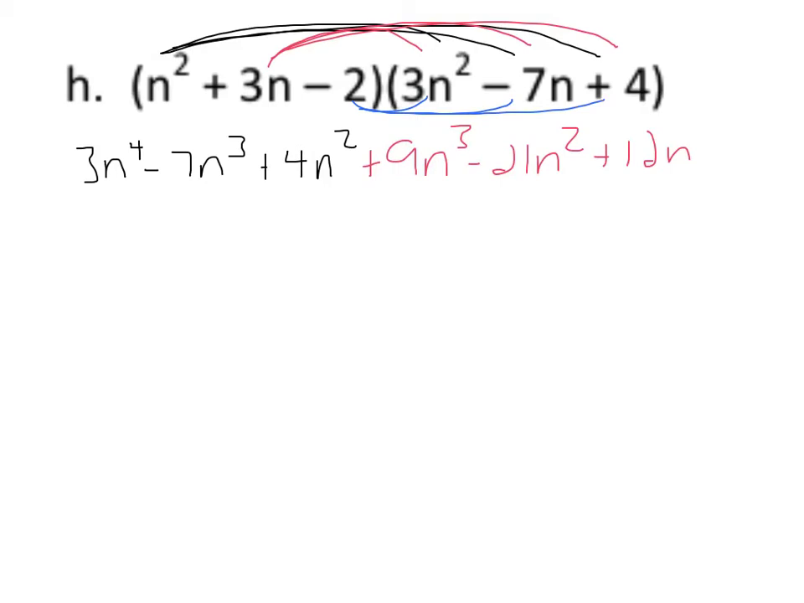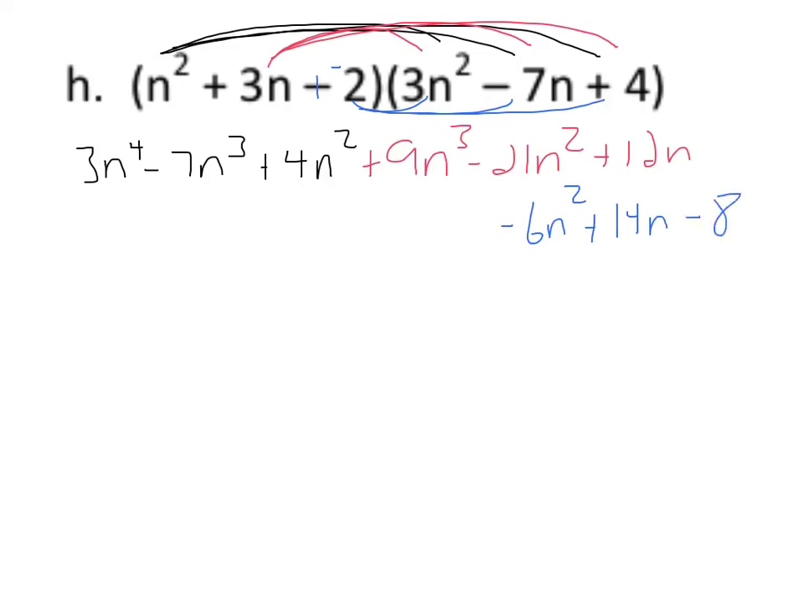And the last one, yes, it is this long, that's why there's not too many of them that we work on. We distribute, I'm going to change this to a plus -2, distribute the -2, which gives us negative 6n squared plus 14n minus 8.